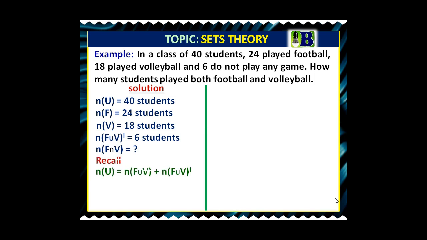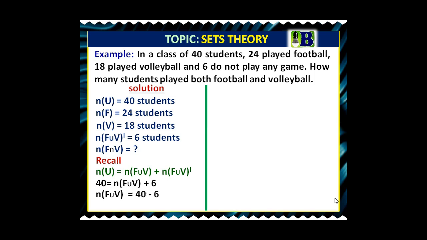So let's begin to bring out the formula that connects the universal set and the union of the two activities, which are volleyball and football. The formula states the universal set is equal to the number of students that participate in volleyball and football plus the number of students that do not participate in any of these two activities. So let's input the parameters. The universal set is equal to 40, which was already given in the question, while the number of students that do not participate in either activity is 6. So 40 is equal to the union of football and volleyball plus the number of students that do not participate in any of these two activities.